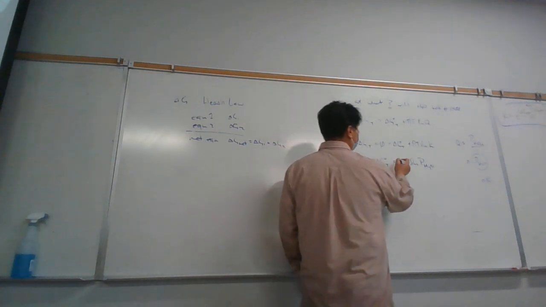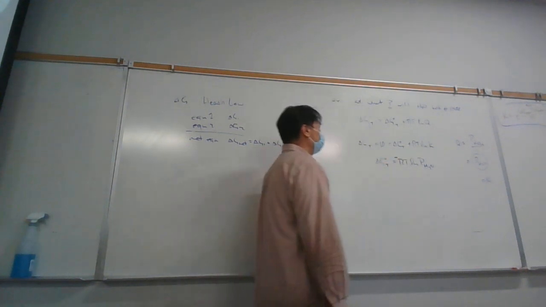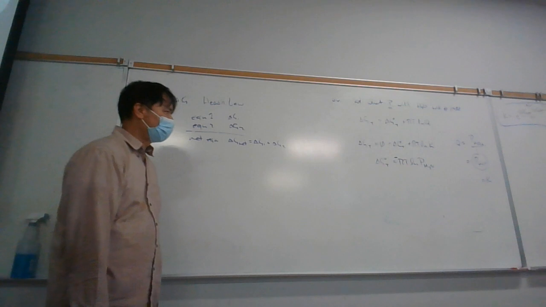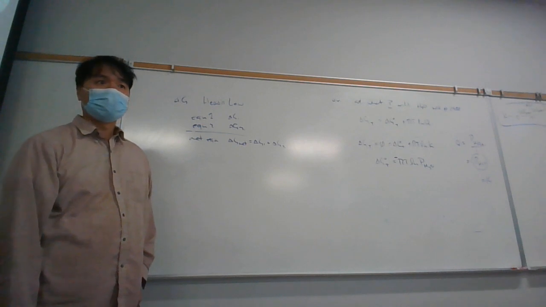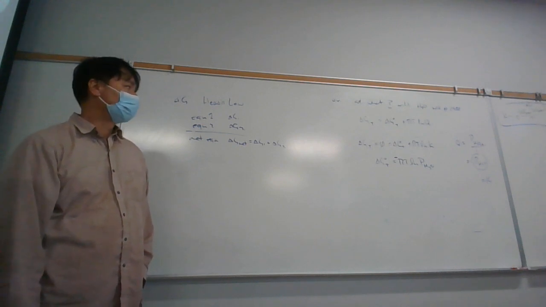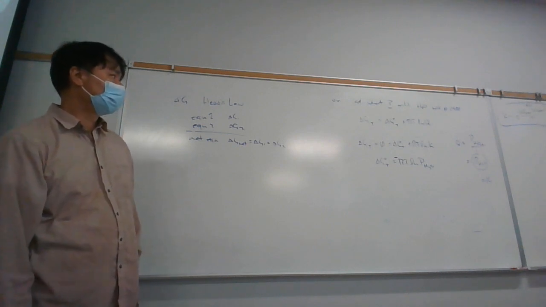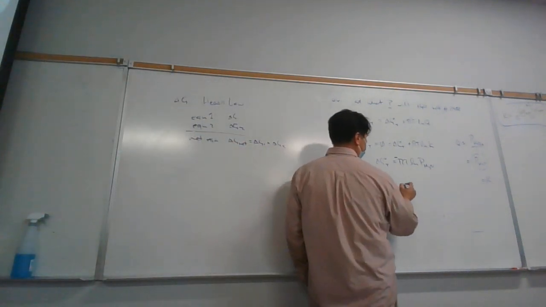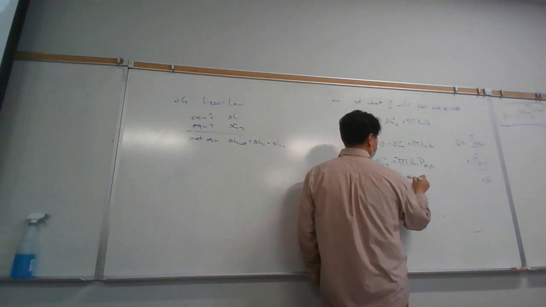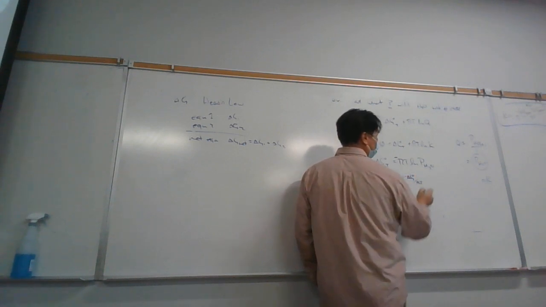Yeah, negative. Negative RT ln the pressure of H2O. Now we just solve for the pressure of H2O, right? Something like e to the negative delta G naught. Yeah, this just seems like we're just going to use K is equal to e to the minus delta G naught over RT.